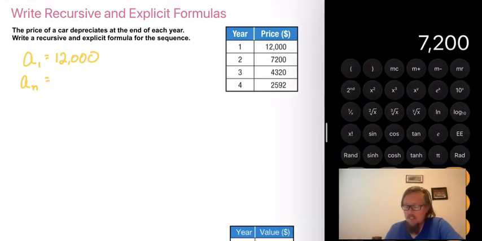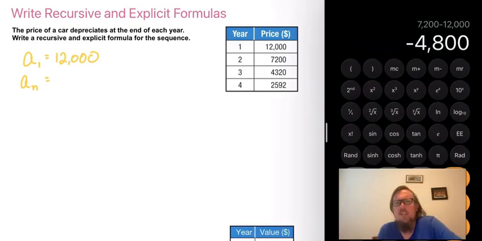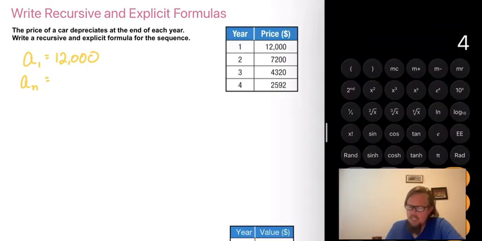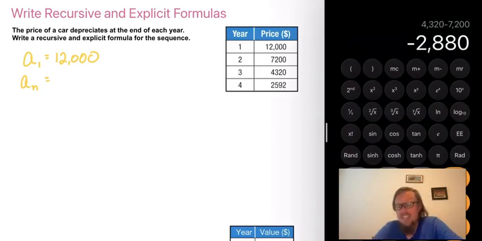So from 12,000 to 7,200 is a difference of 4,800. It went down in value by $4,800. But if I look at the second set of values, when I went from 7,200 to 4,320, that's not a difference of $4,800. So that tells me it's not arithmetic. Let's check and see if it's geometric.